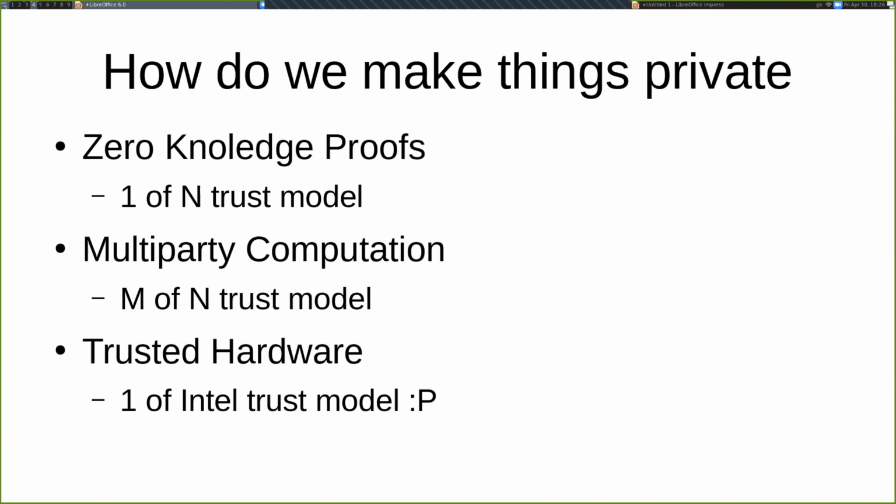So for zero knowledge proofs, you need to trust yourself and the rest of the group. They can give up their privacy in order to take your privacy away. With multi-party computation, it's much different. With multi-party computation, you need to trust M of n trusted parties in this model.